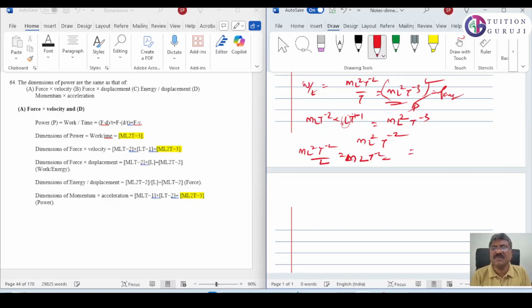Then momentum into acceleration. Momentum is mv, M into L T raised to minus 1, and acceleration is L T raised to minus 2. So it will give M L square T raised to minus 3. So that is matching with this, M L square T raised to minus 3.